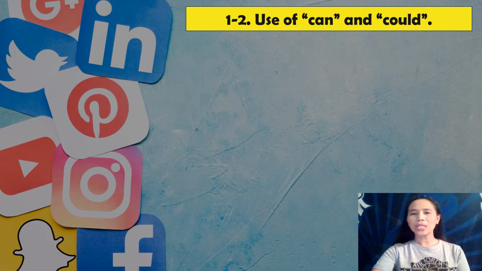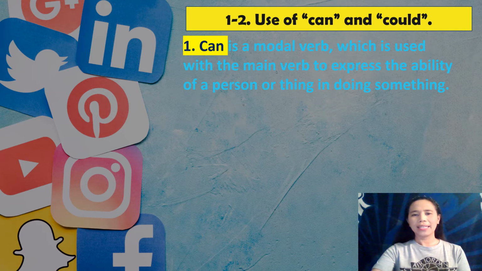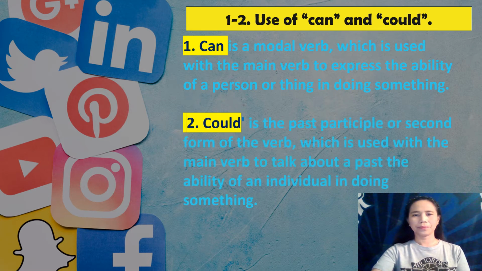So here's how we use can and could. Can is a modal verb which is used with a main verb to express the ability of a person or thing in doing something. And could is the past or second form of the verb, which is used with the main verb to talk about a past ability of an individual in doing something.